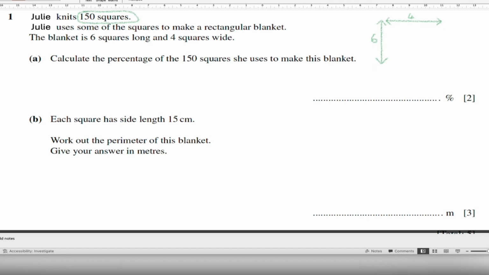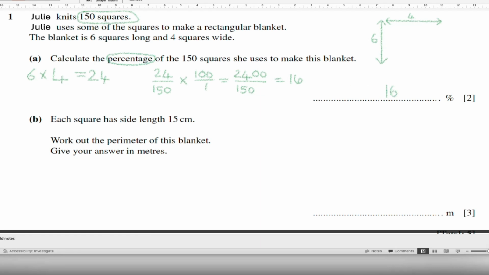Now to find how many squares she actually uses, I am going to multiply the length by the width. 6 times 4 is equal to 24. So that means she uses 24 squares. Now I must calculate what percentage 24 is of 150. 24 out of 150 multiplied by 100. So that gives me 2,400 divided by 150. What is 2,400 divided by 150? It's equal to 16. So the percentage will be equal to 16%.